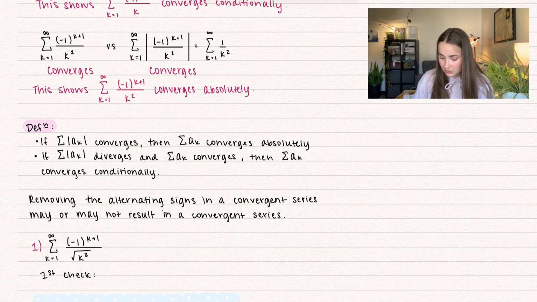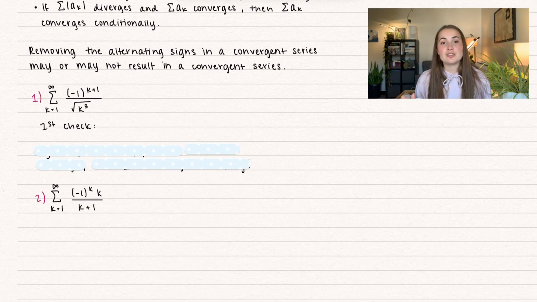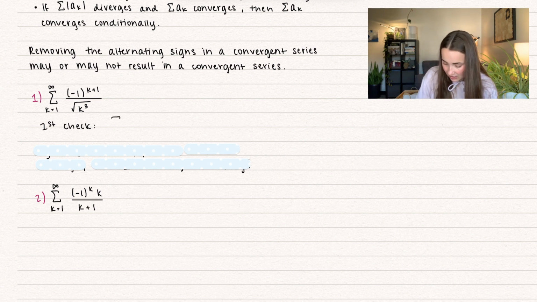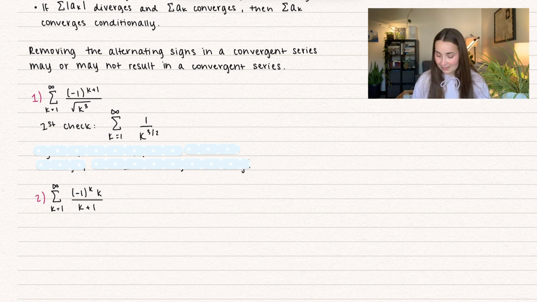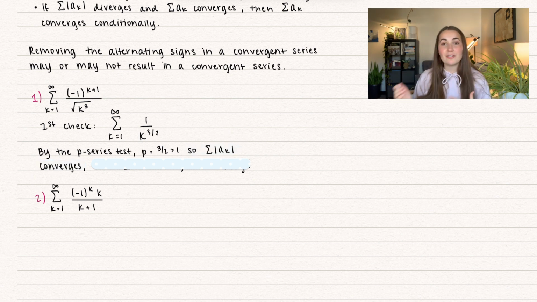So let's go ahead and go through some examples. If you're being asked to show if it converges conditionally or absolutely, the first thing you should check is the absolute value of it, right? So I'm going to go ahead and check the series k equals 1 to infinity of 1 over k to the power of 3 halves. So using the p-series test, this is going to converge, right? We have p is equal to 3 halves, which is greater than 1. So we know that the series is going to converge.